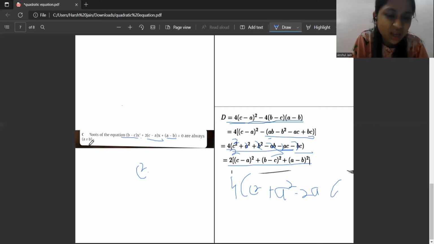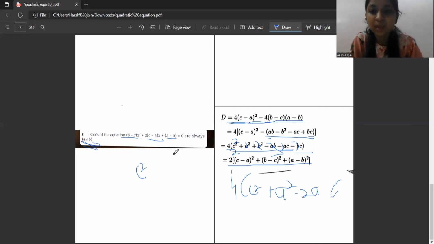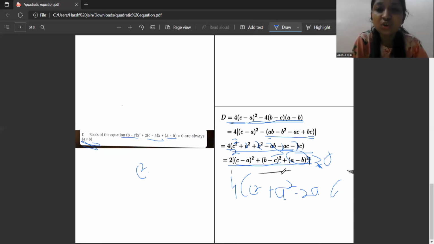Here it is given that a is not equal to b, meaning you know that every square term is always greater than or equal to 0. But here it is given that a is not equal to b, meaning this term is not going to be 0. So there is no equal-to part. So your discriminant is greater than 0, so the nature of the roots is real and distinct.